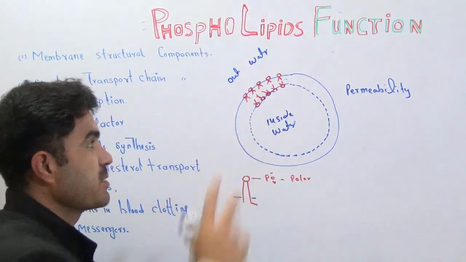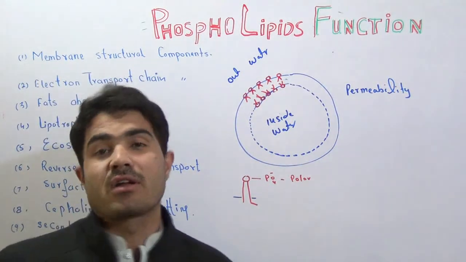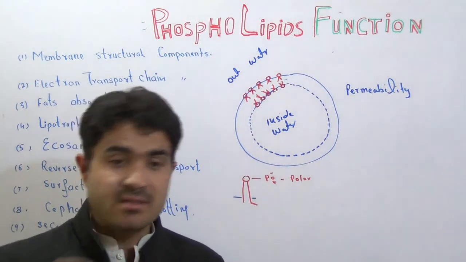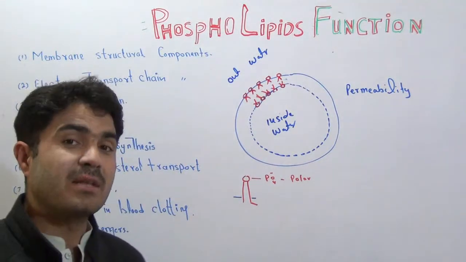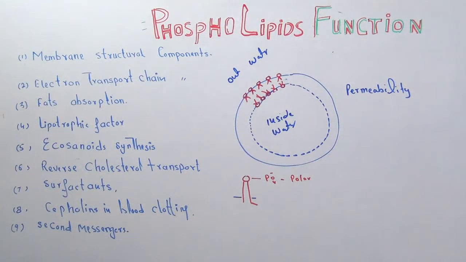So that is a very special thing to know, how the cell membrane is organized, in what style the cell membrane is being constructed. So the whole credit goes to the phospholipids. And the second one is the electron transport chain.